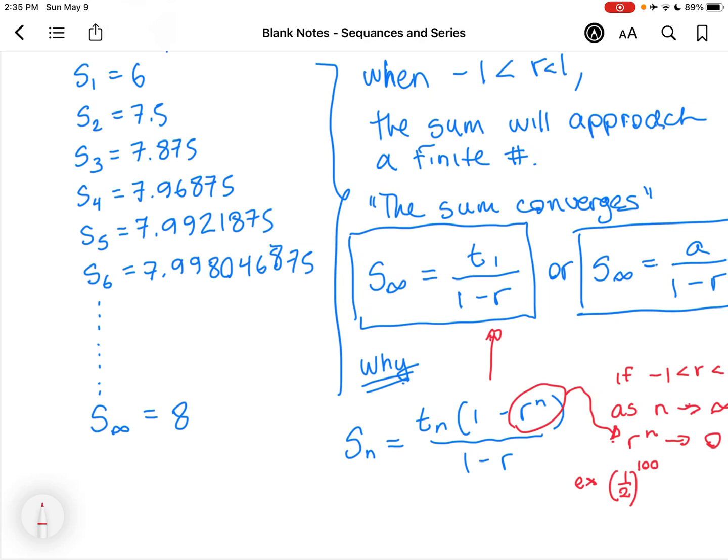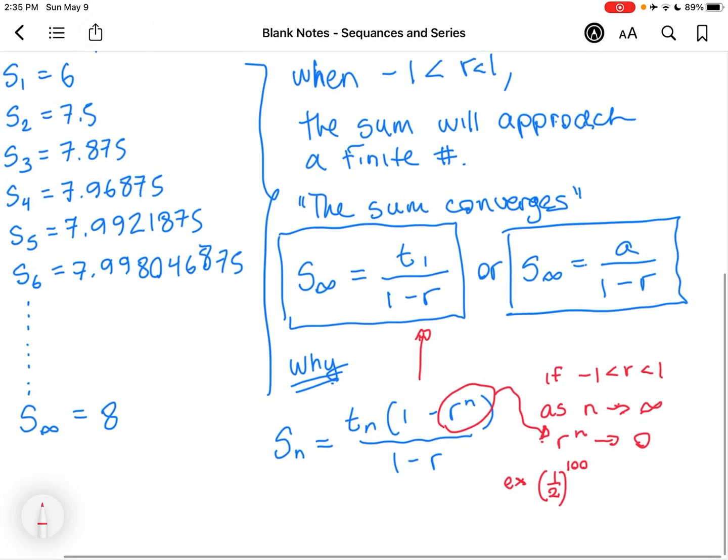Think about taking a pizza and cutting it in half and then halving that 100 times. You are not going to be left with any pizza. You're going to have nothing left. So if you take something that's less than 1 and multiply it by itself an extraordinary number of times, you're essentially going to be left with nothing. And so that is why, as n approaches infinity, r to the n approaches 0. And the formula becomes this.